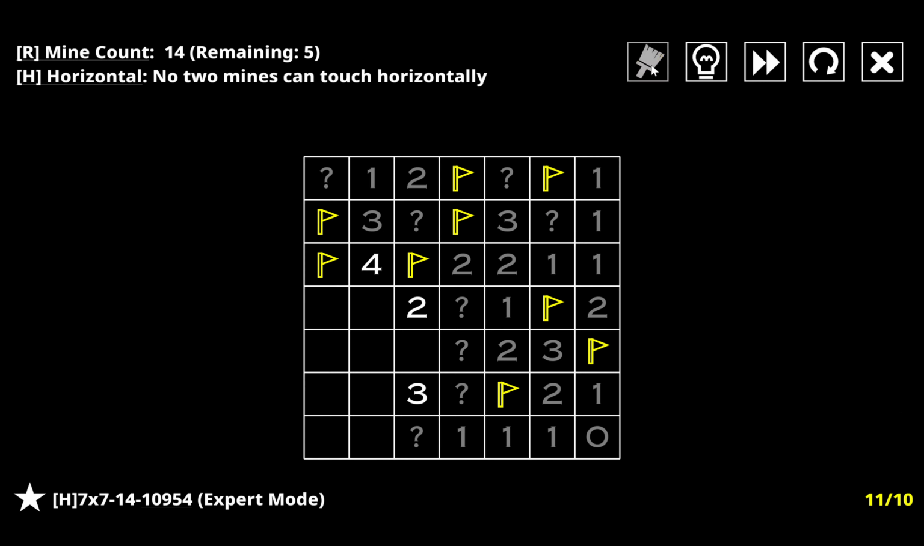We don't really need these markings anymore. We now know from this 3 that there will be at most one mine up there, so then we get 1, 2, and a third one over there. That tells us there's no mine there for the 2. We can also finish off this 4, mark off both of these.